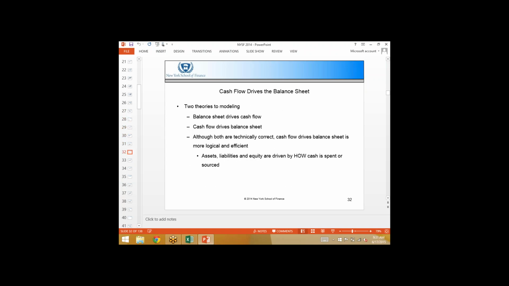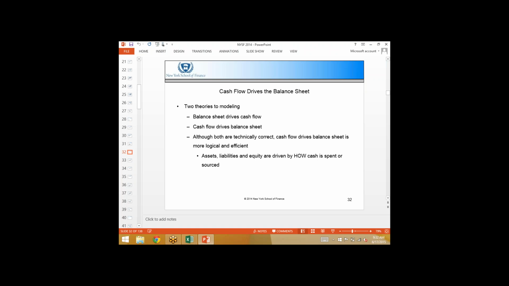So it's important to note that there are two ways a model is structured, right? One where the cash flow statement drives the balance sheet, and another where the balance sheet drives the cash flow statement. So you will see, as an analyst, both versions of it. The latter is more often in private equity.